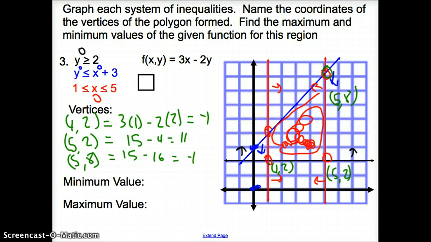-1. Last but not least, we have coordinate point 1, 4. And so see if I can fit that in here. Coordinate point 1, 4, I get 3 minus 8, which is -5. Now, my minimum value, we are asking for minimum value. What is my smallest value? My smallest value is -5. Maximum value, what is my biggest value? Here it is 11. And so I put my values.